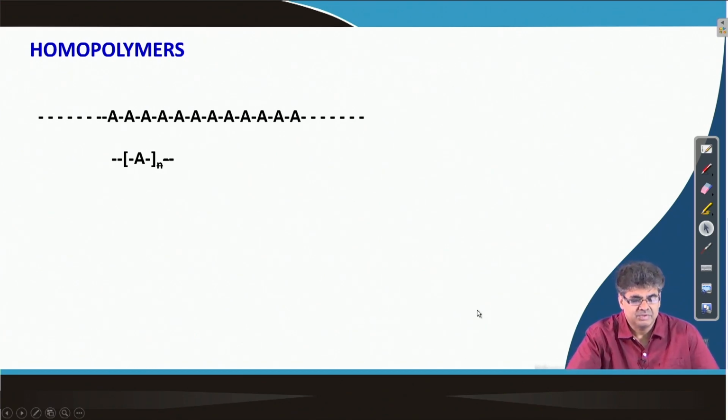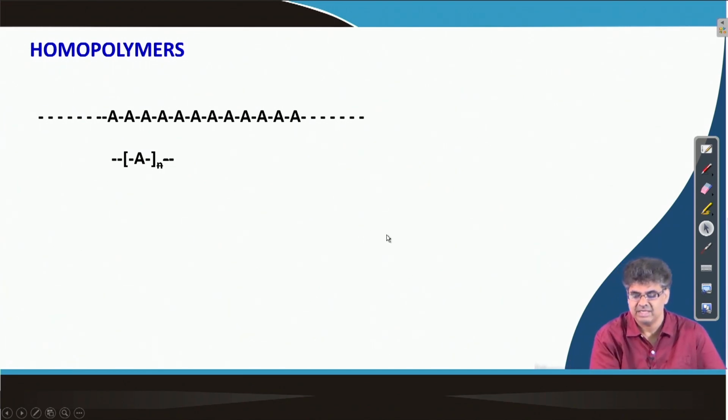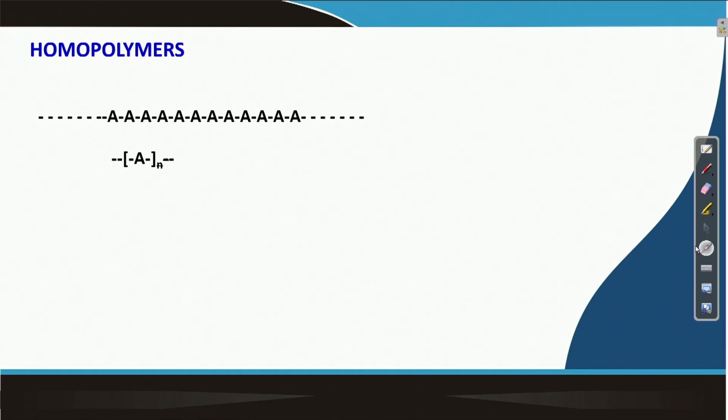We talked about homopolymers, which are basically made from a single monomer, and typically we can represent a homopolymer like A, A being any representative monomer, and typically it is written in a third bracket or a single bracket, A with N, where N is the number of repeat units.